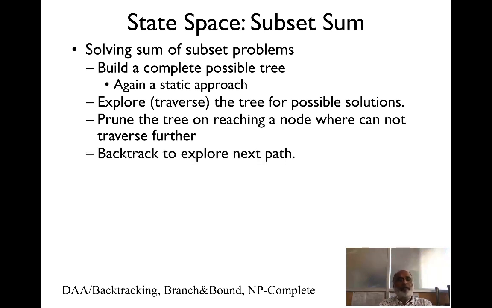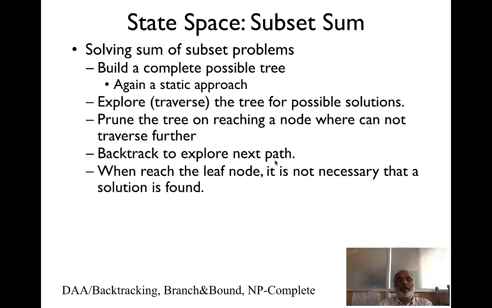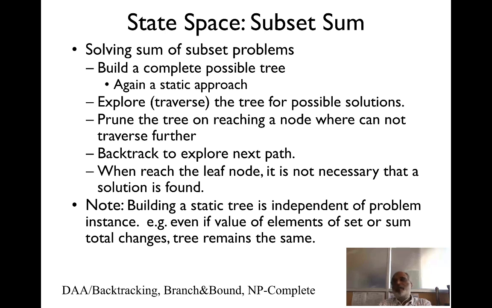We explore one, look at the possibility. If we reach a solution which exceeds my total sum, I stop, don't explore further, and backtrack. When I reach a leaf node, it's not necessarily the case that a solution is found, as we found that the sum total may still be fine. It's different from the Queens problem where a leaf node indicates a solution, but in this case, a leaf node is not a solution. Now please understand, we are building a static tree independent of the problem.